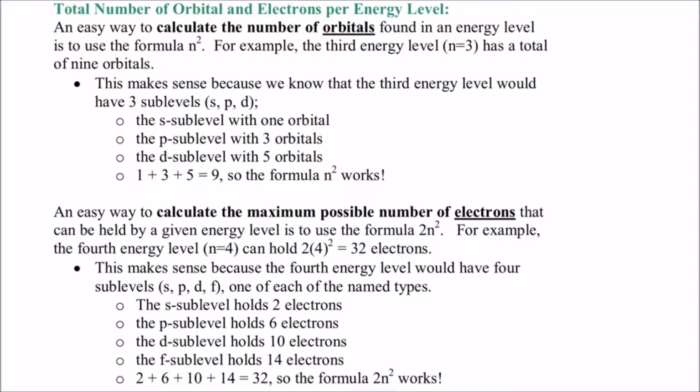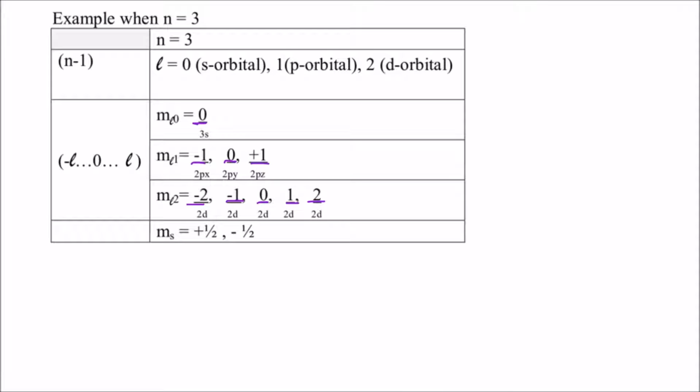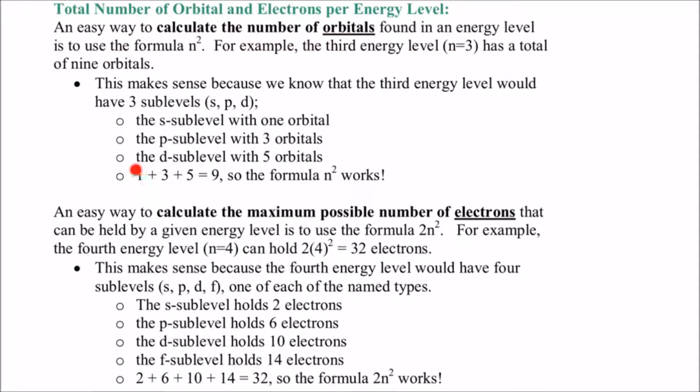You would have one s orbital. You would have 3 p orbitals, that would be the px, the py, the pz, and then you would have 5 d orbitals. Remember right here, when n equals 3, here are our d orbitals. We would have 1, 2, 3, 4, 5 d orbitals. Remember when L equals 2, we're talking about a d orbital. So if you take 1, 3, 5 and add them all up, we get 9. So the number of orbitals that an energy level can hold is the same as n squared. So that one works also.